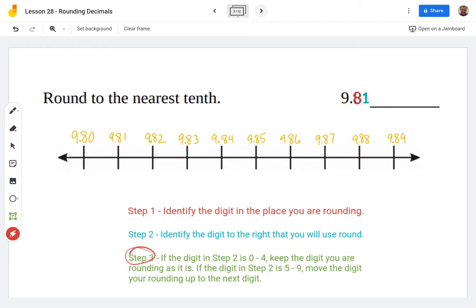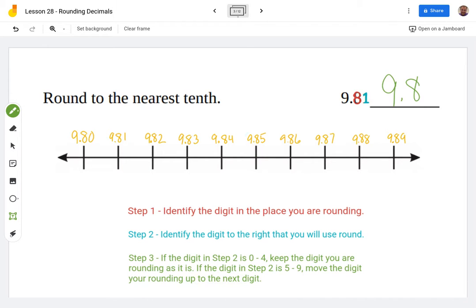Now, step 3 says, if the digit in step 2 is the digits 0 through 4, keep that digit you're rounding as it is. Well, we can stop there because look at that. The digit from step 2, the 1 to the right of the 8 that we're rounding in the tenths place, is in fact between 0 and 4. And so we will keep the digit we're rounding, the 8, as it is. And that makes our rounded answer 9 and 8 tenths.